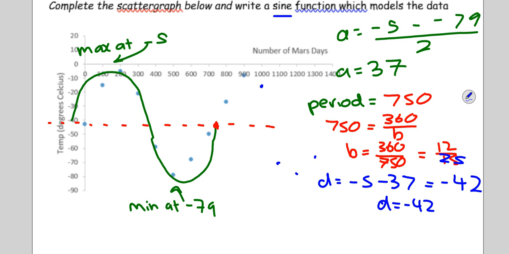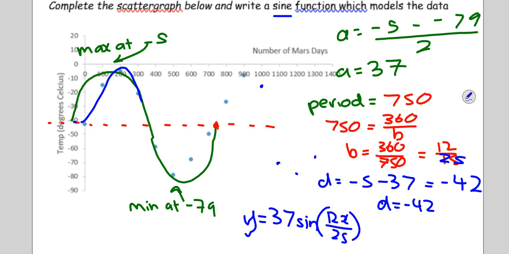And is there any horizontal shift? Good, because here it was meant to have started there. So you got it. Our y equals 37, and they said to use sine, of 12x over 25, minus 43. And then we're done. D is 42.